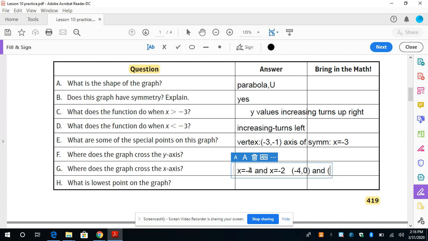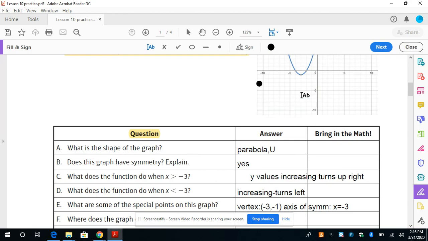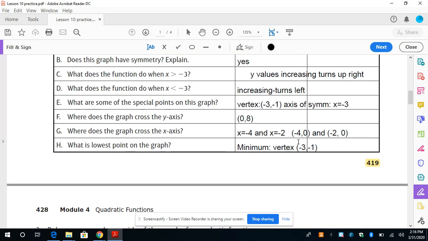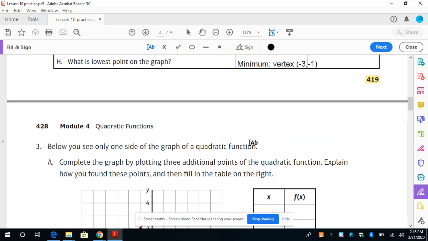Whatever you want to do. Just make sure you know how to see both the ways. And then what is the lowest point, it's called the minimum, which is our vertex, right? The vertex is considered the minimum or maximum, so that would be -3, -1. And that's where it does a little swoop thing down here. Okay? So just a review.